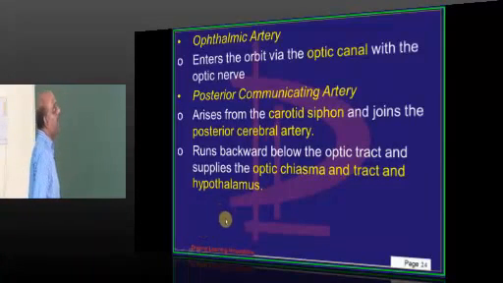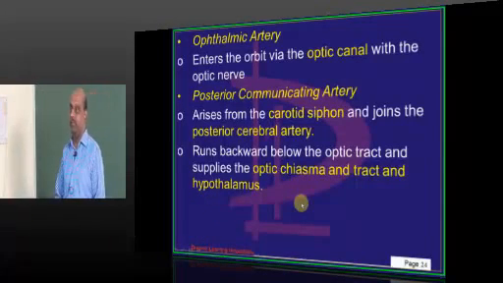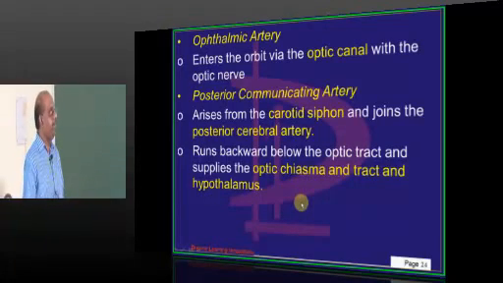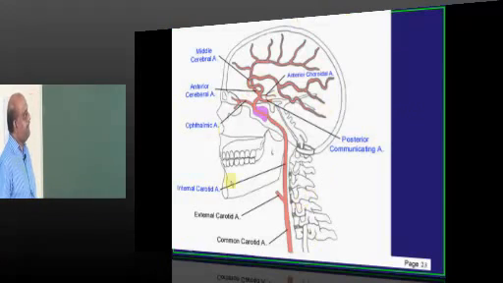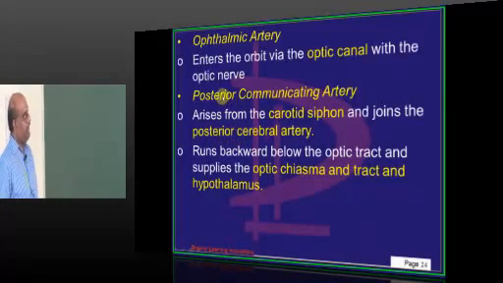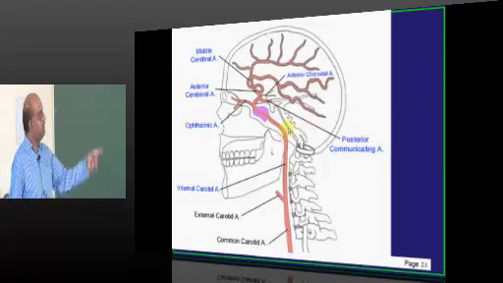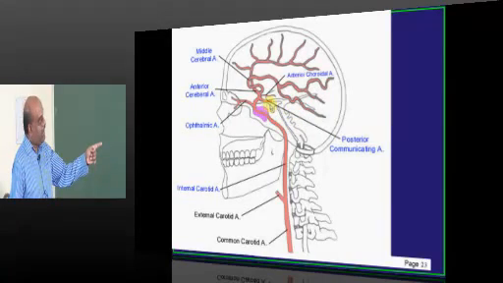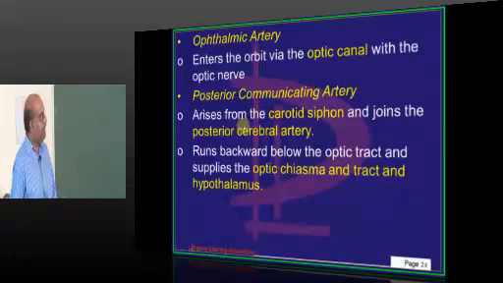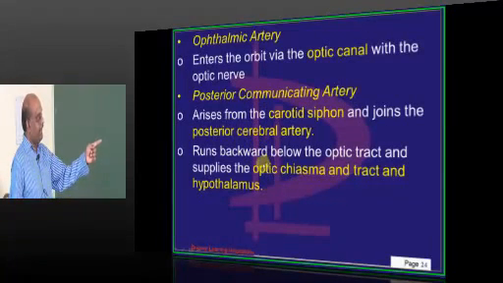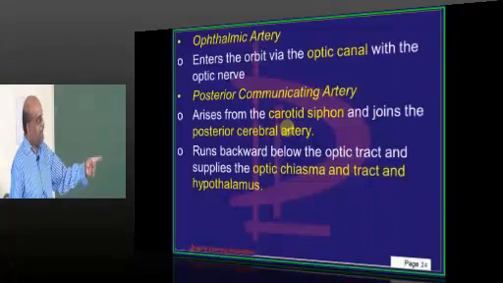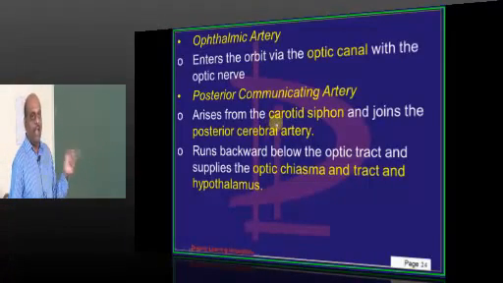Chalo. Now let us talk about the ophthalmic artery. It enters the orbit via the optic canal with the optic nerve. Then what is the posterior communicating artery? Posterior communicating artery arises from the siphon. Carotid siphon is there, no? From that it will arise, and it basically supplies the optic chiasma, optic tract, and hypothalamus.